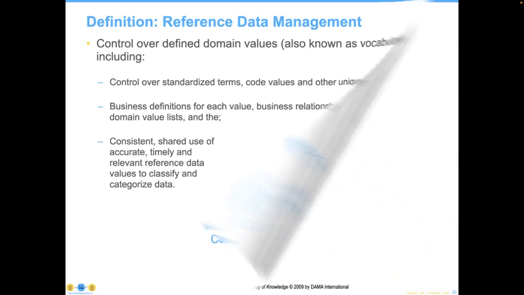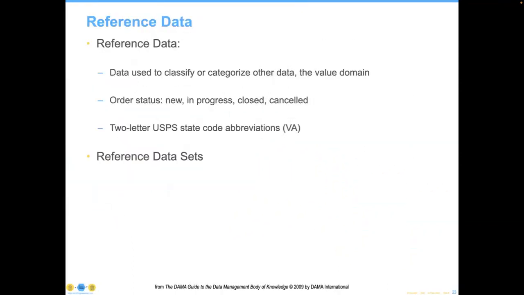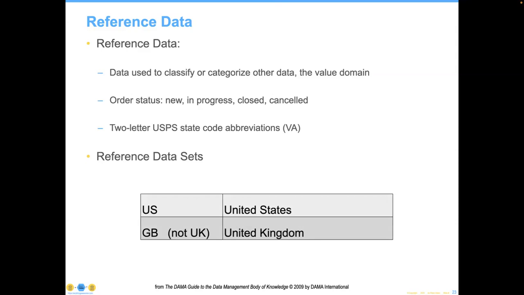So when we talk about reference data, it's used to classify and categorize these things. For example, order status may have 4 things. It's new, it's in progress, it's closed, or it's canceled. Those are the only things an order can be. Again, that may or may not work for your organization. We have in the United States 2-letter abbreviations for every state. Mine particularly is VA, Virginia. So when we have these reference data sets, we can now look and see what these are. Now, some of these are actually international standards, which is wonderful.